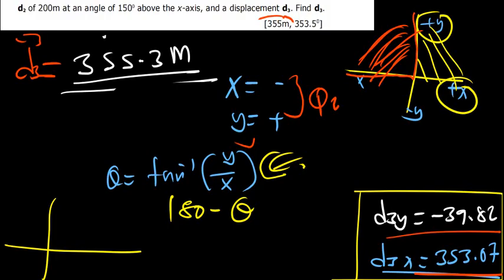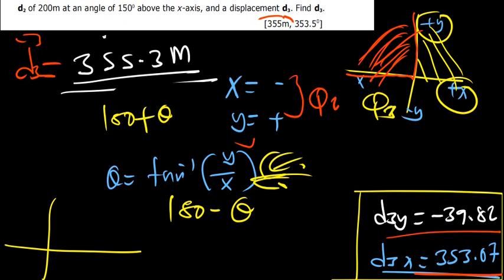Okay? And then if you discover that the x component is negative, the y component is also negative, the angle falls in the third quadrant. In the third quadrant, you say 180 plus the theta which you are going to find using that formula.